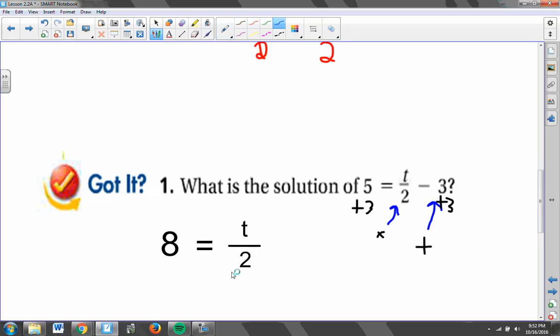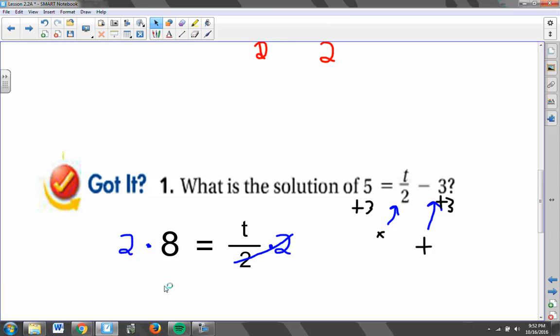We have one step. We have one thing that's happening to the variable now because we've already undone, or done the inverse of, this minus 3. So I now need to undo the division by 2 here. T divided by 2 gets undone by multiplying both sides by 2 because the inverse of division is multiplication. That'll cancel the 2, and I'll be left with t on that side. But I have to remember to do the same thing to the other side of my equal sign as well.